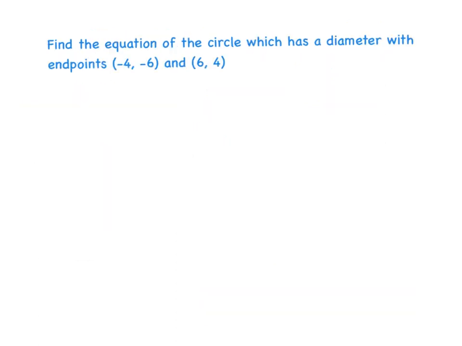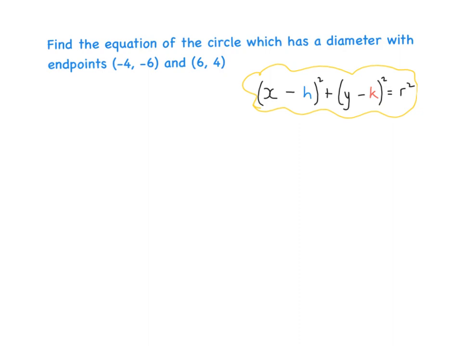Okay, so here we're asked to find the equation of the circle which has a diameter with the following endpoints. So the first thing we're going to do is obviously write down our formula for the equation of the circle. Okay, so we know with this formula that we need to have a center which is h comma k, and we need to obviously know the radius. So what could we do here? We know the two endpoints, so we could find the center of the circle. If those are the endpoints of the diameter, well then we could use just our midpoint formula.